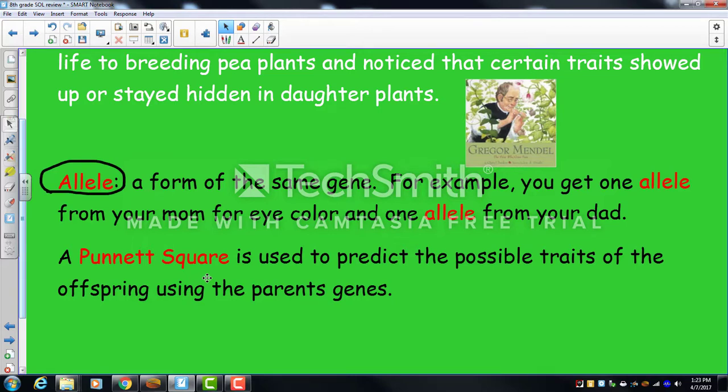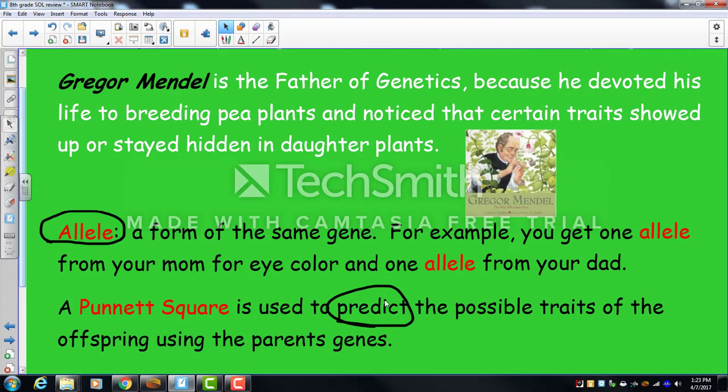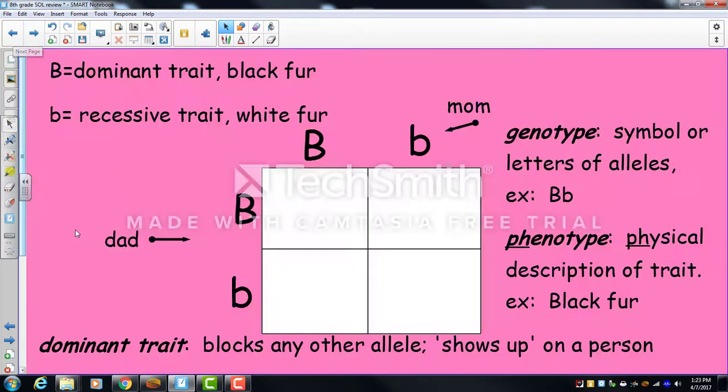A Punnett square is used to predict. Underline the word predict, because it is not a definite outcome. It's just a predicting tool. It doesn't mean this is what's going to happen. It's like a percentage. Like you have a 50-50 shot of having blue eyes based on your parents' traits. So it's just a prediction tool. It's kind of fun to see what possibilities you have and what your siblings might have, and then what your future children might have.